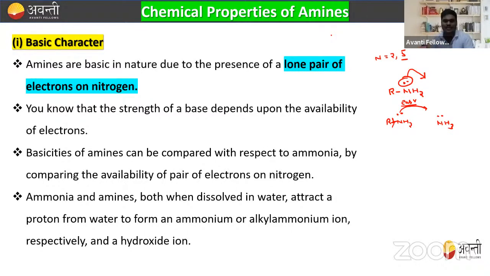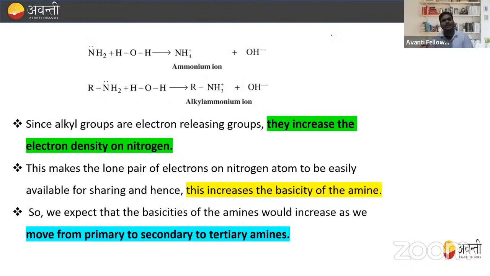Ammonia and amine, when dissolved in water, attract a proton from water to form ammonium or alkyl ammonium ion respectively, and hydroxide. Let's see this. Let me write this. When NH3 is treated with water, it will form NH4+, that is the ammonium ion.